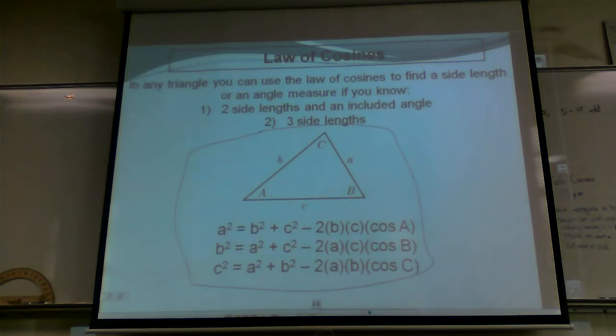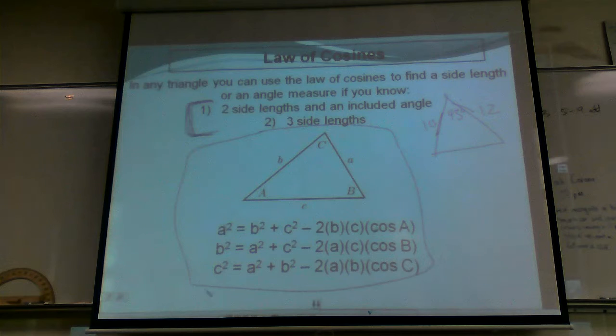The time you're going to use this would be if I gave you a triangle and I wanted you to find maybe a side length or an angle measure, and I gave you one of these situations. So you had two side lengths and an included angle, which would be like 10, 12, and 43. Those would be two sides, and that would be the included angle. Or if you had three side lengths and I said solve the triangle, then you would go back to using this. So this tells you what situations these formulas are going to come up in.